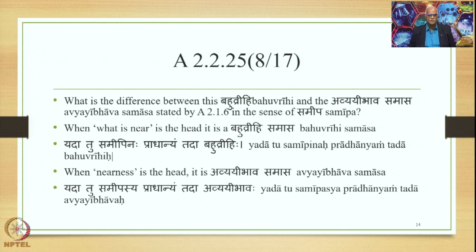So now, the next question is, what is the difference between this bahuvrīhi and the avyayibhava samāsa stated by 2.1.6 in the sense of samīpa? Remember, we have a big samāsa, big sutra, stating the conditions of avyayibhava samāsa. We read the sutra as avyayam vibhakti samīpa samṛddhi vṛddhi arthabhava atyaya asamprati shabda pradurbhava paschat yatha anupurvya yogapadya sadrishya sampatti sakalya antavachaneshu. In this sutra, the word samīpa also occurs. So now, what is the difference between the bahuvrīhi samāsa stated by 2.2.25 and the avyayibhava samāsa stated by 2.1.6 in the sense of samīpa?